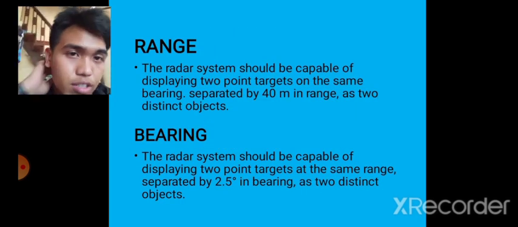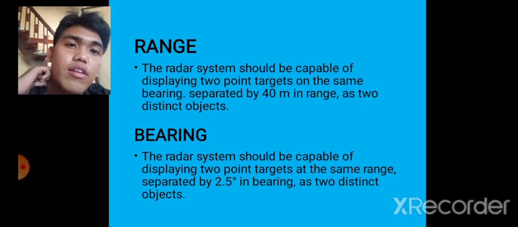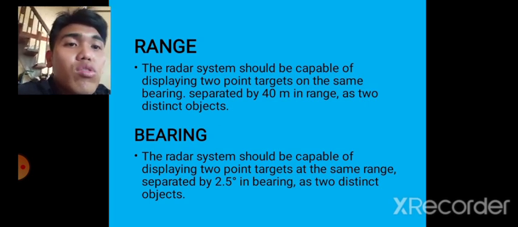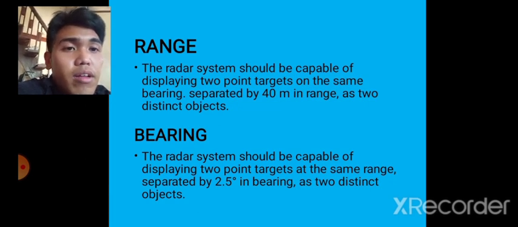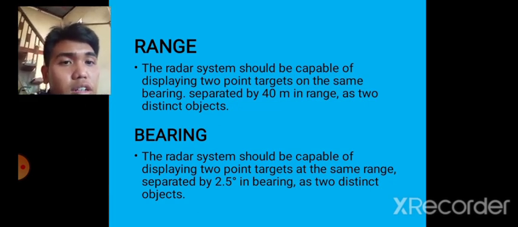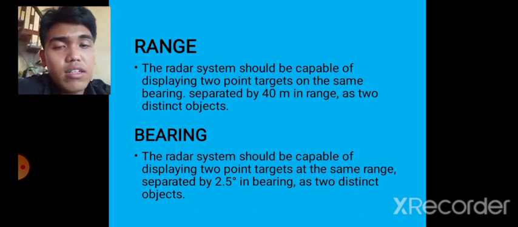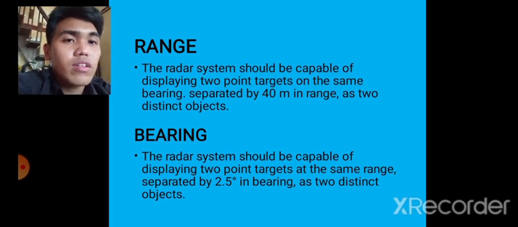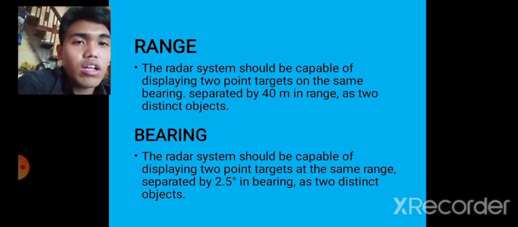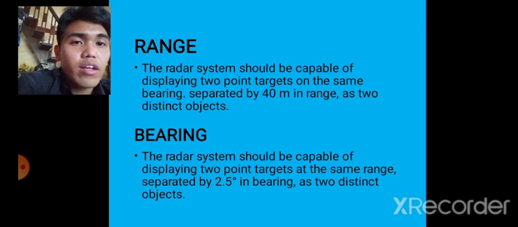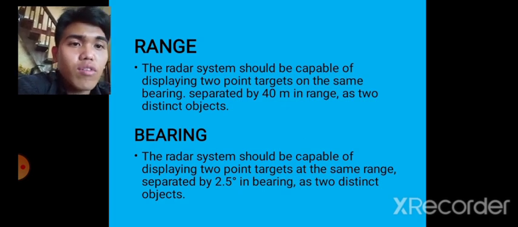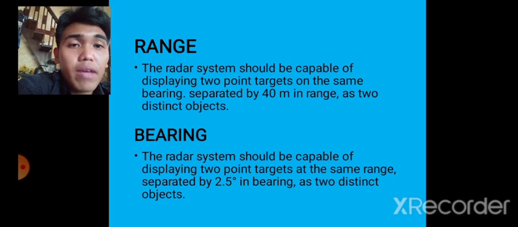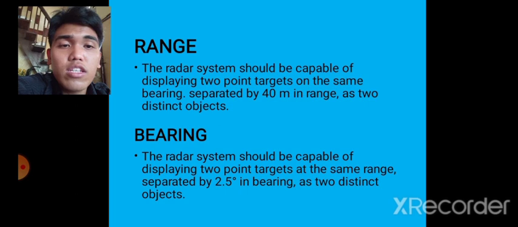Next is the range. The radar system should be capable of displaying 2-point targets on the same bearing, separated by 40 meters in range, as two distinct objects. So it literally means that the radar should be capable of displaying 2 points of targets with the same bearing, separated by 40 meters in range, as two distinct objects.